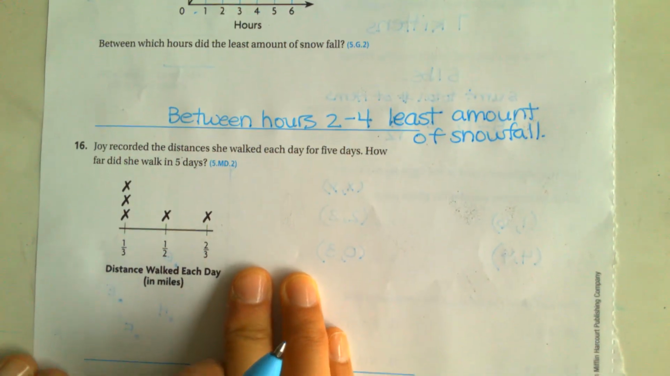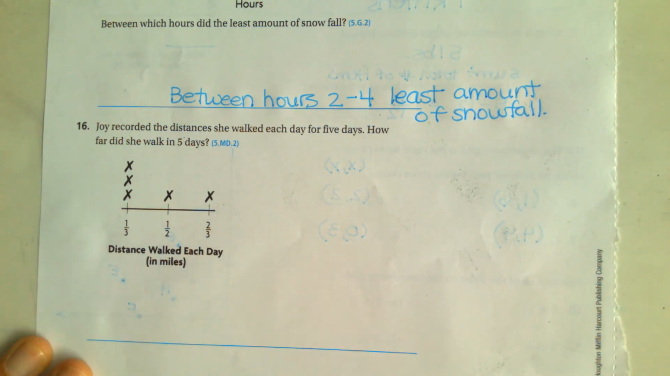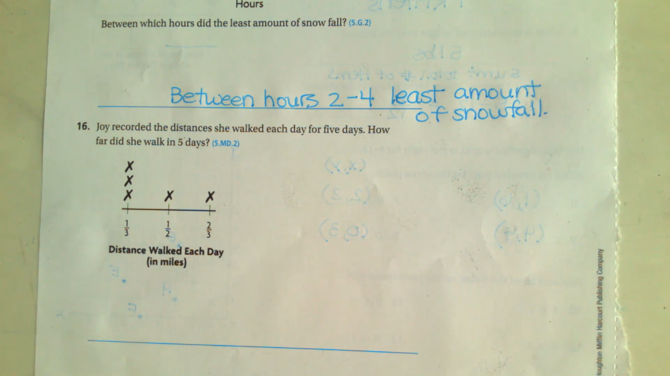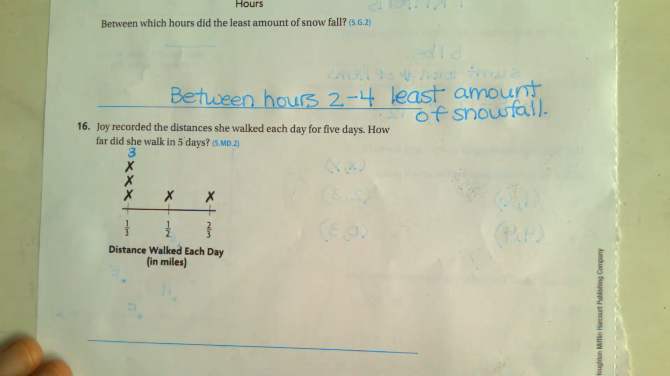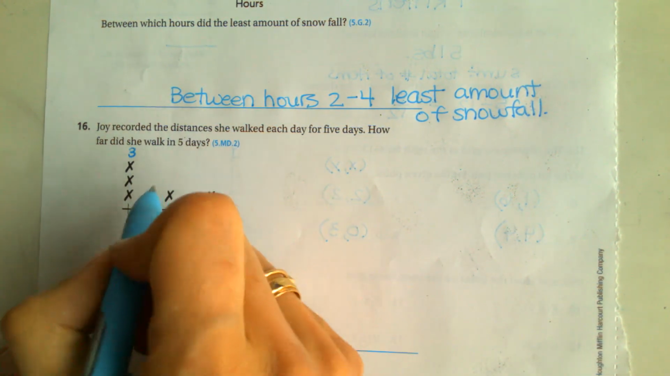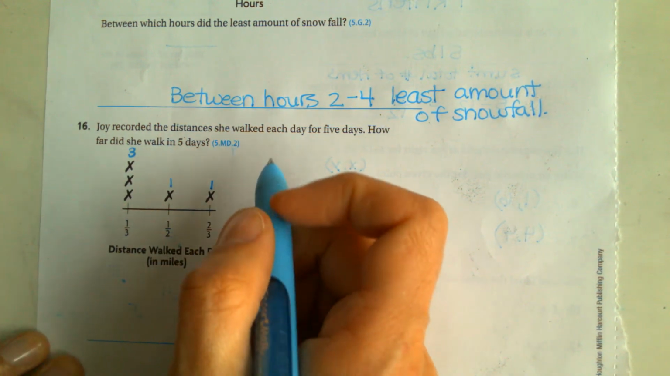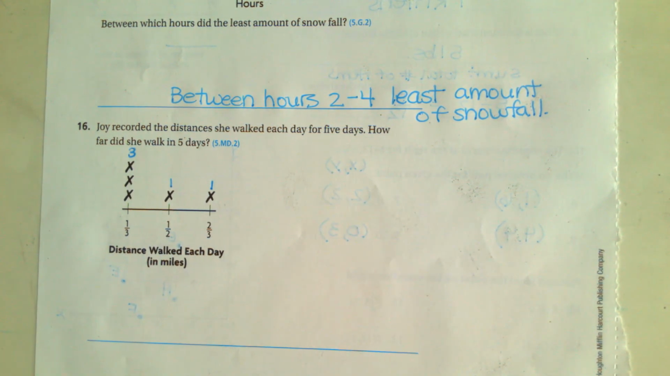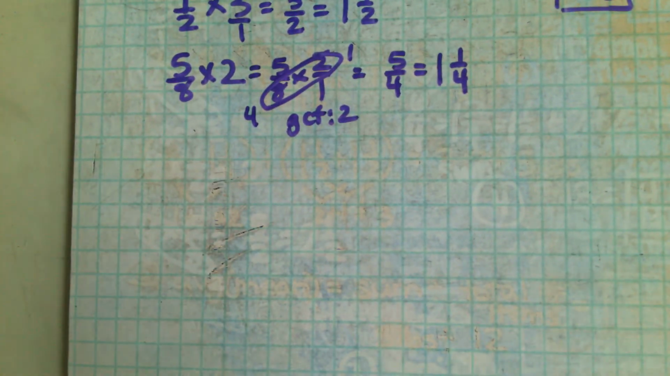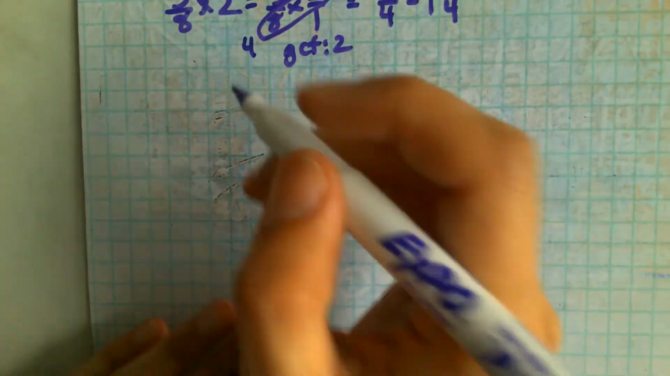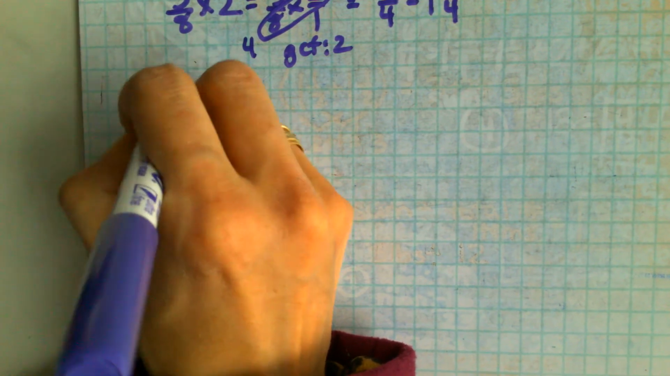All right, next graph. Joy recorded the distances she walked each day for 5 days. How far did she walk in 5 days? All right, so in 3 of the days, she walked a third of a mile, and then 1 day was a half, and 1 day was 2/3 of a mile. So we're going to find the sum. We're going to use our graph paper to show our work for this problem. Number 16, always label our problems.